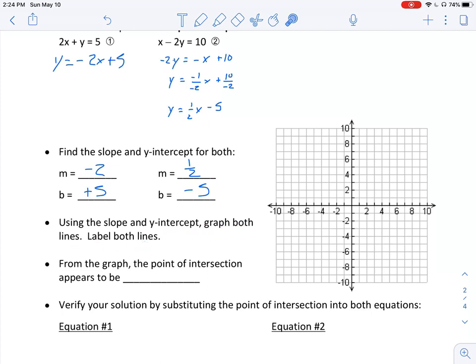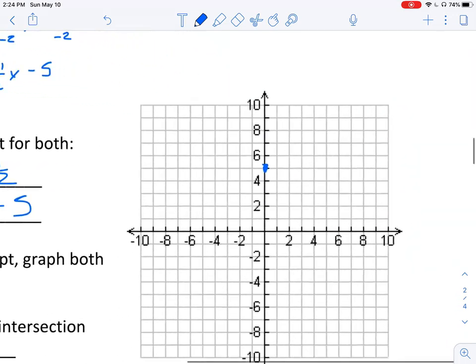So first one, I'm going to use the slope of negative 2 and the y-intercept of 5, in blue. So my y-intercept is at 5, right here, and my slope is negative 2, or negative 2 over 1. So down 2, and then over 1 to the right. Down 2, over 1 to the right. I'm following this pattern here. Down 2, over 1 to the right. Something like that, as best I can. y equals negative 2x plus 5.